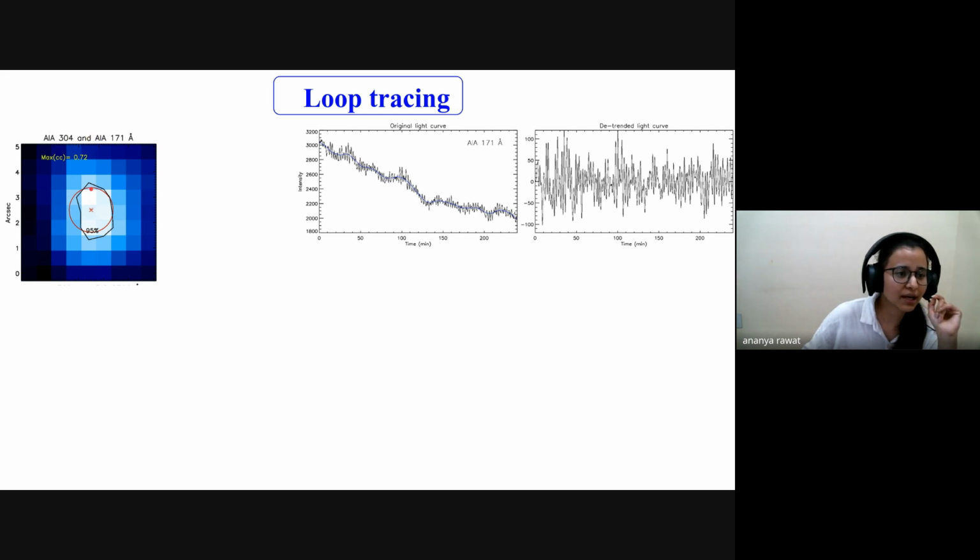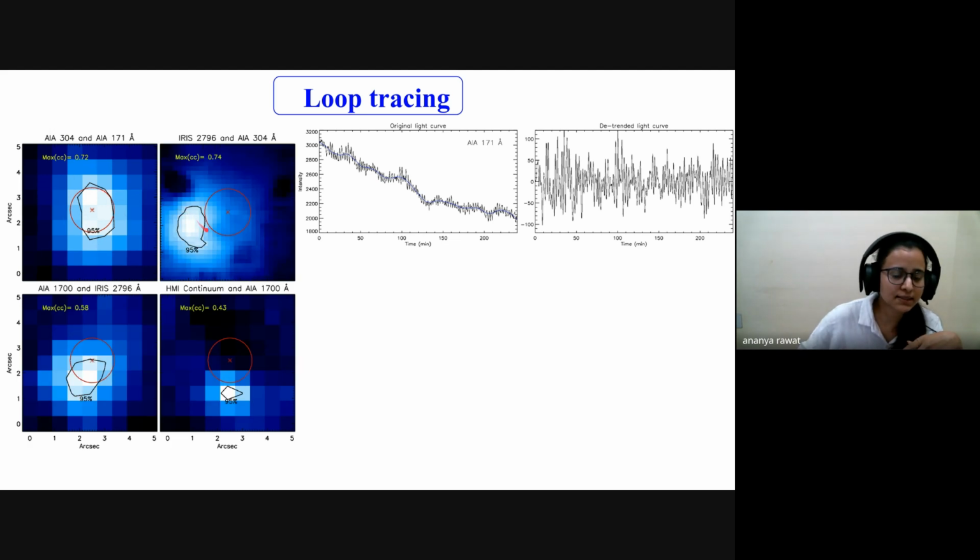So now we have determined the loop location in the transition region. Now we use a similar analysis to determine the loop location at each atmospheric height. So we determine the loop location and cross section in IRIS 2796, which depicts the chromosphere, then in AIA 1700, which depicts the temperature minimum region, and then the HMI continuum, which is the photosphere.